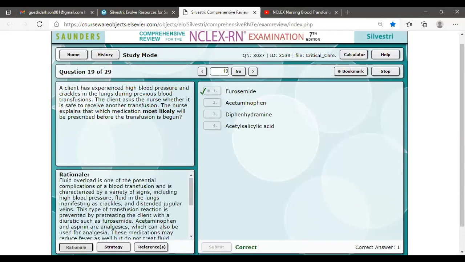What is their explanation? Fluid overload is one of the potential complications of a fluid transfusion and is characterized by a variety of signs, including high blood pressure, fluid in the lungs that manifests as an added sound like crackles, and distended jugular vein, also a sign of fluid overload. This type of transfusion reaction is prevented by giving diuretics like furosemide.